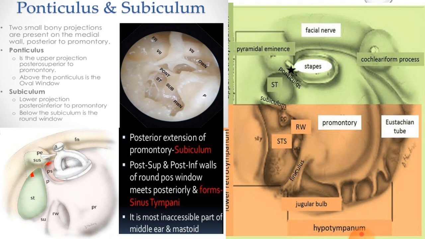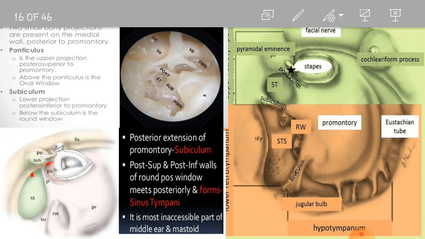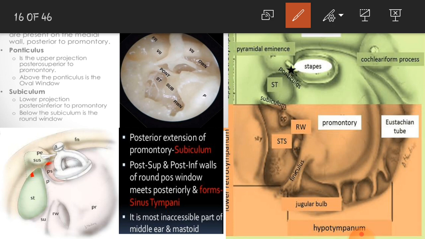Now if you have a look at this diagram, this is the promontory, this is the stapes, the footplate of the stapes is closing the oval window. This is the round window, okay.